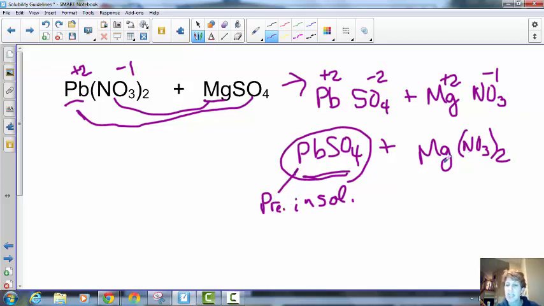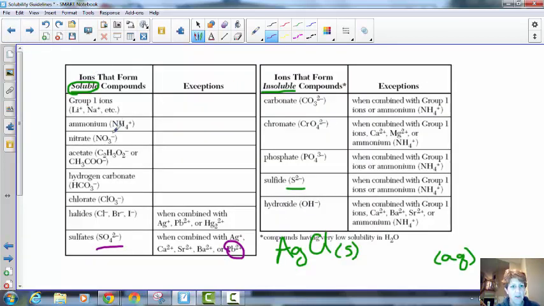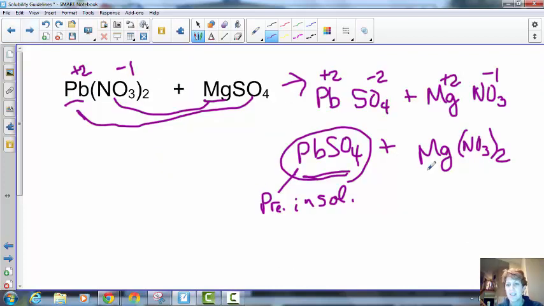All right, now let's check this one, Mg(NO3)2. NO3 is right here. NO3 is always soluble no matter who you put it with, so that one will dissolve. It will not form a precipitate. So I can go ahead and say this one over here is going to be soluble.